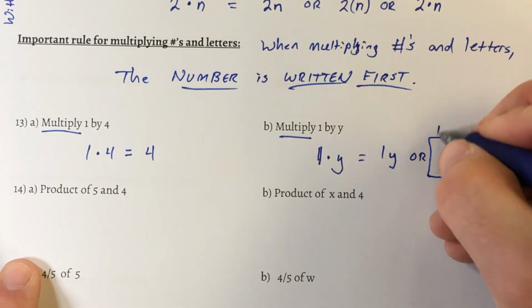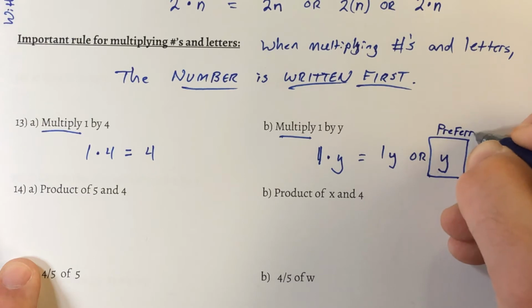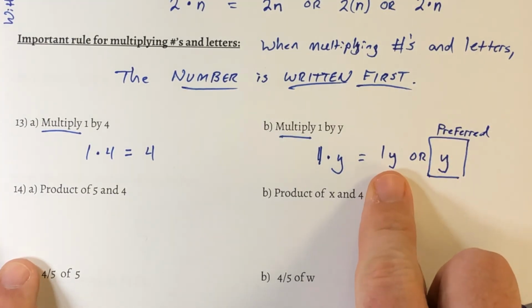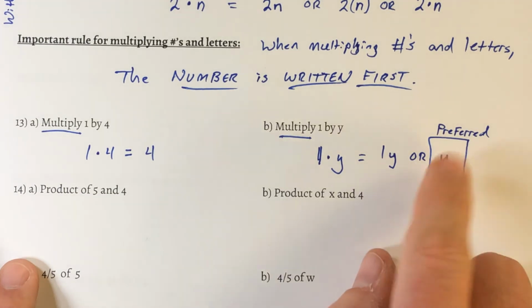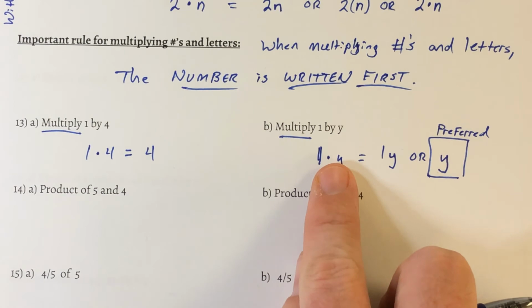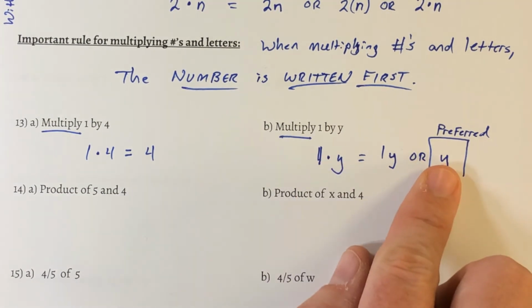Again, this one's preferred. Either are perfectly acceptable. I just look at it this way. Why write 1y if I only see 1y? I like things simple. Also, 1 times y. Anything times 1 is going to be itself. It's kind of like the x plus 0 example.